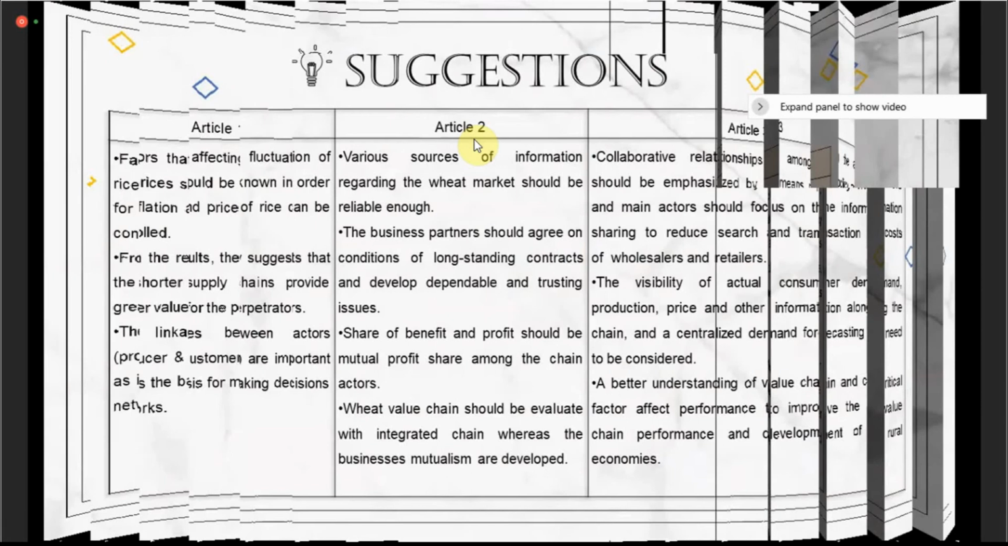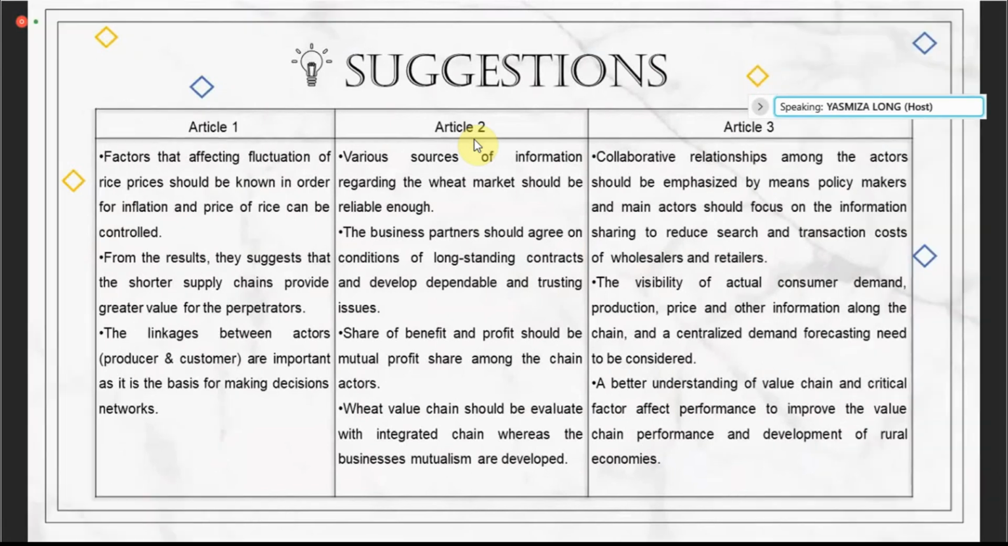Okay, for suggestions, Article 1, factors affecting the fluctuation of rice prices should be known in order for inflation and the price of rice to be controlled. From the result, they suggest that shorter supply chains provide greater value for the participants. The linkage between actors, producer and customer, is important as it is the basis for making decision networks.